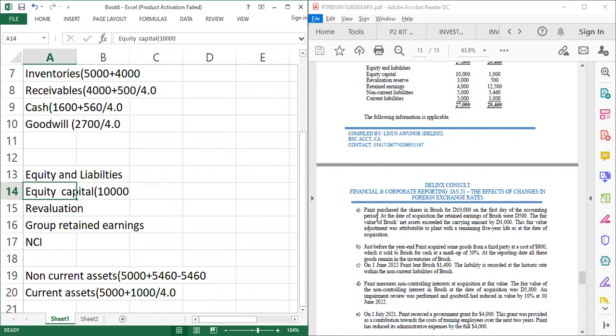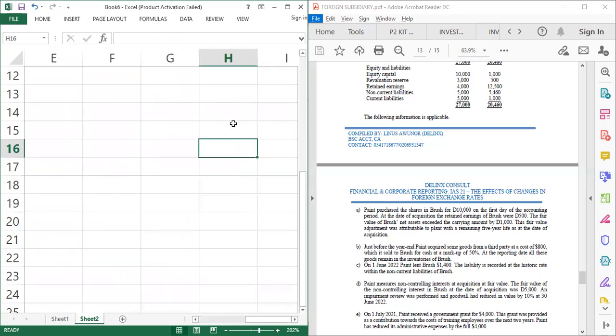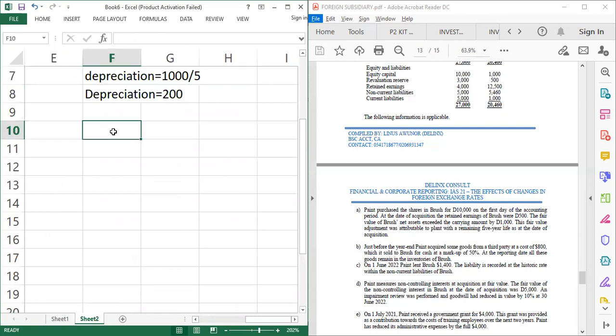Just before the year end, Pent acquired some goods from a third party at a cost of 800, which is sold to Brush for cash at a markup of 50%. At the reporting date, all these goods remain in the inventories of what? Brush. So what will be the selling price of the goods given to Brush? That would be 1,200, because the 50% is on cost.